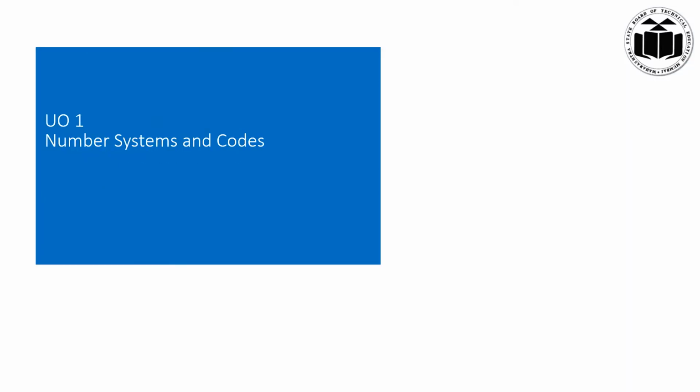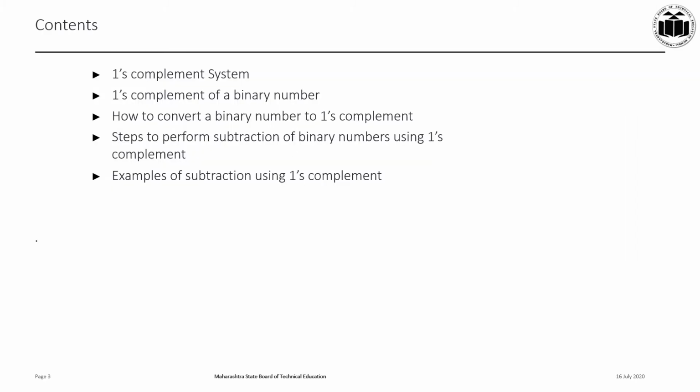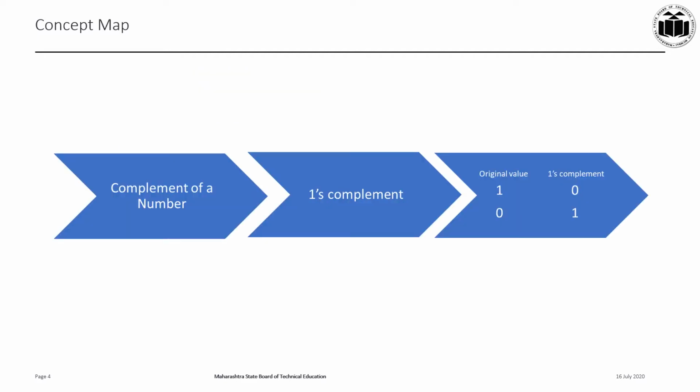So today we are going to learn about another interesting module of number system and codes, which is ones complement method of subtraction. So what shall we learn today? The contents are ones complement system, ones complement of a binary number, how to convert a binary number to ones complement, the steps involved in order to perform subtraction of binary numbers using ones complement, and the examples of subtraction using ones complement.